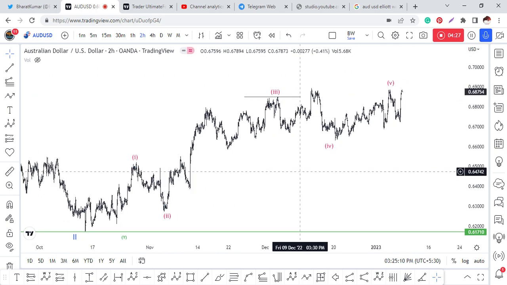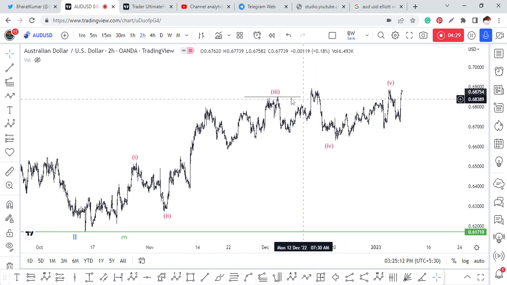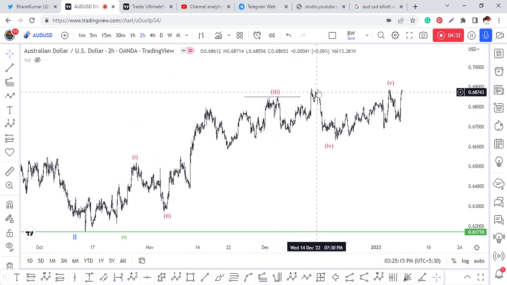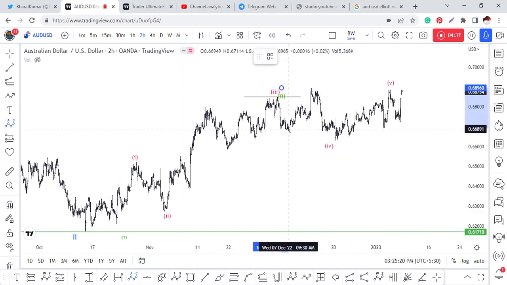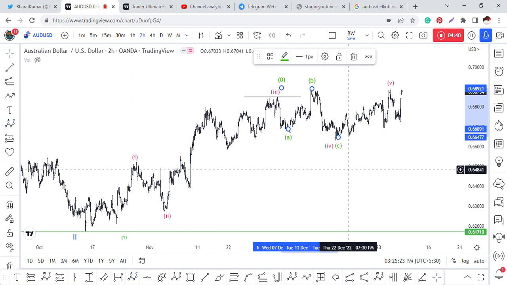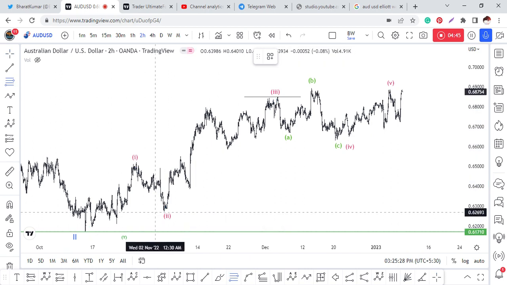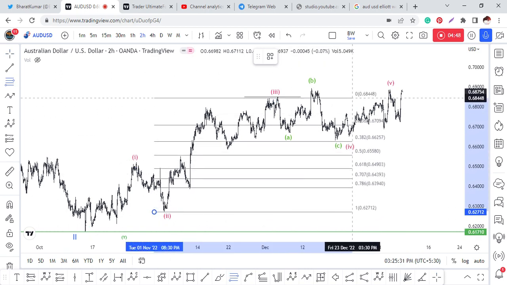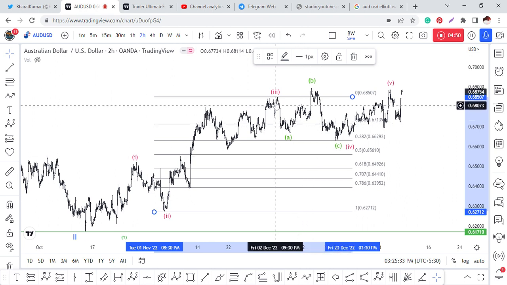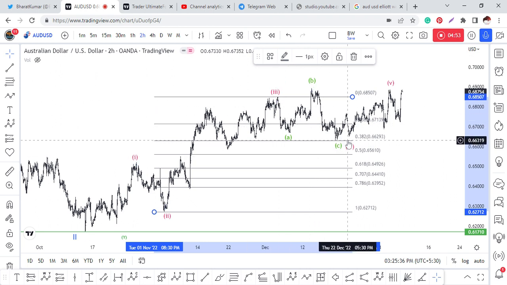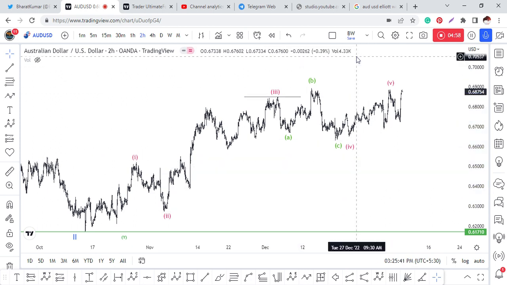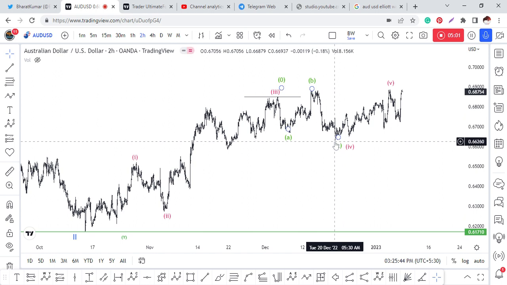Now you can see here this is A, B, and C. This is an inverted flat, A, B, and C. Let's check how much this correction is. You can see the correction is around, oh wow, exactly 38.2 percentage, which is the golden correction of the fourth wave. So I'm very convinced that our fourth wave is completed here.